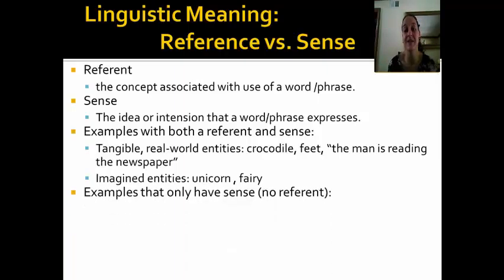Here are some examples that only have sense, no referent, right? So just remember that every single word in the world, in English and in any language, has sense. It has a meaning attached to it. Now, whether it has a reference, whether we all conjure up the same image, is very different. So in words such as abstract entities like love or hate or freedom or anger, those are words that we all conjure up something different in our mind. There's no specific image attached to that.